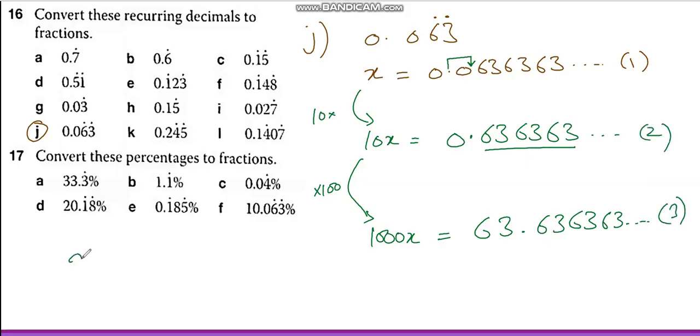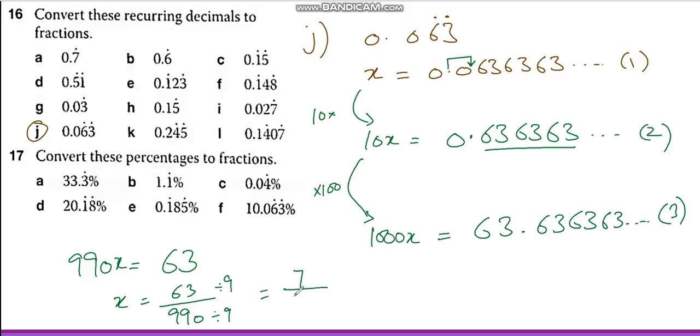If we subtract, we get 990 on the left side, and on the right side we get 63. If we divide both sides by 990, we get 63 divided by 990. And if we divide by the highest common factor, which is 9, we get 7 over 110. Now I will do K part.